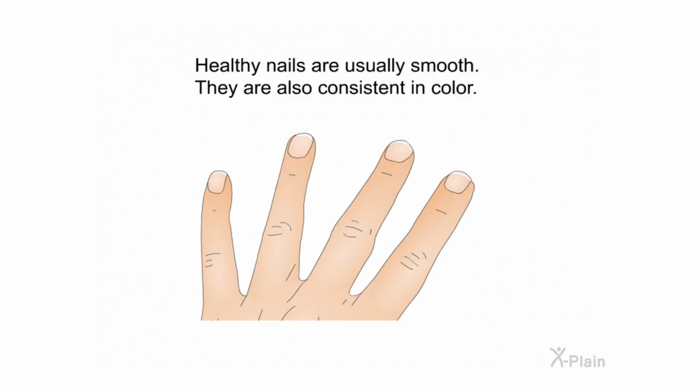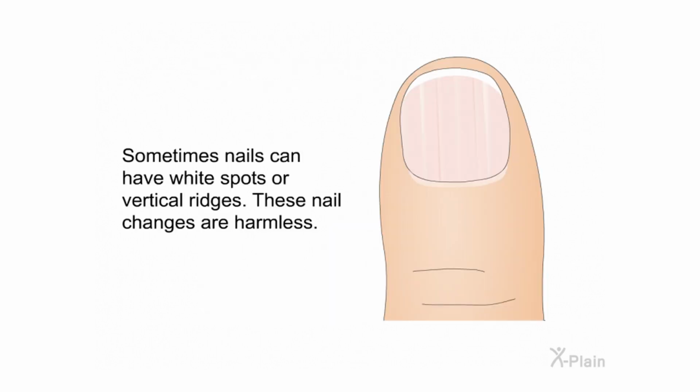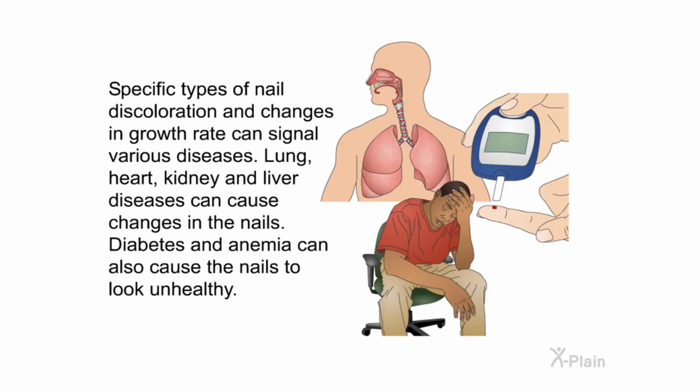Healthy nails are usually smooth. They are also consistent in color. Sometimes nails can have white spots or vertical ridges. These nail changes are harmless. Specific types of nail discoloration and changes in growth rate can signal various diseases. Lung, heart, kidney, and liver diseases can cause changes in the nails. Diabetes and anemia can also cause the nails to look unhealthy.